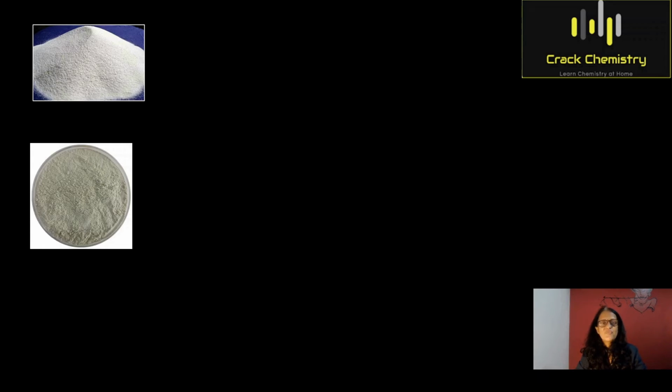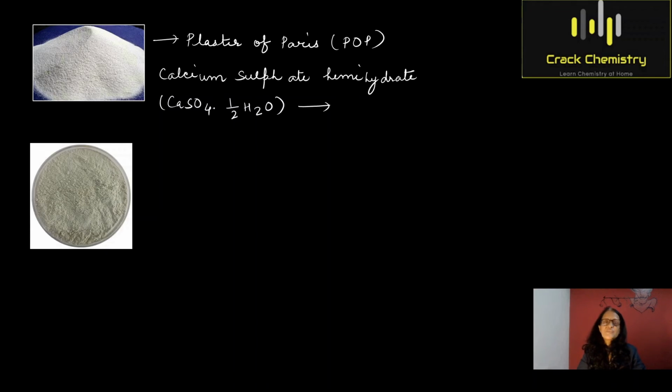Another example of hydrated salt is POP. POP means plaster of Paris. Its chemical name is calcium sulfate hemihydrate. Hemi means half. So its formula is CaSO4.½H2O. It is a white colored salt.